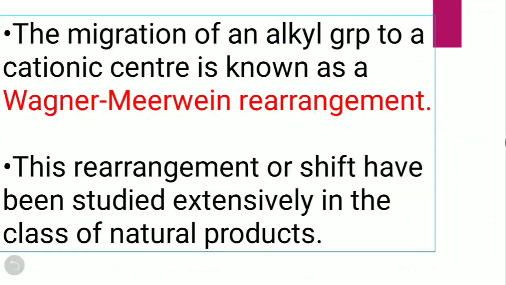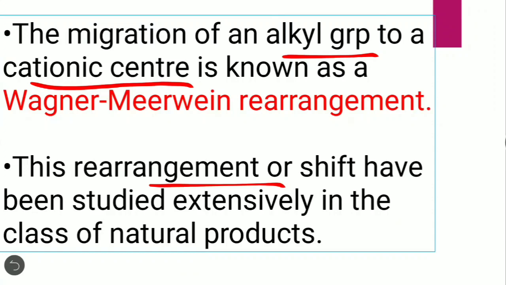The migration of an alkyl group to a cationic center is known as the Wagner-Meerwein rearrangement. This rearrangement or shift has been studied extensively in the class of natural products, such as acid catalyzation of camphenol to santene, isoborneol to camphene, and many more. Let's see some of it.